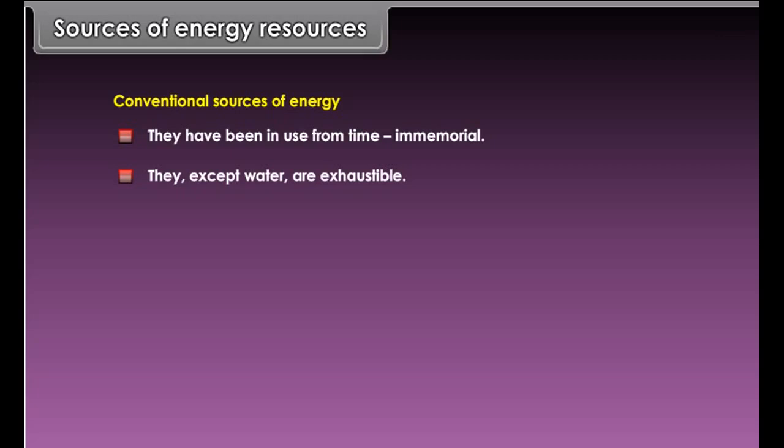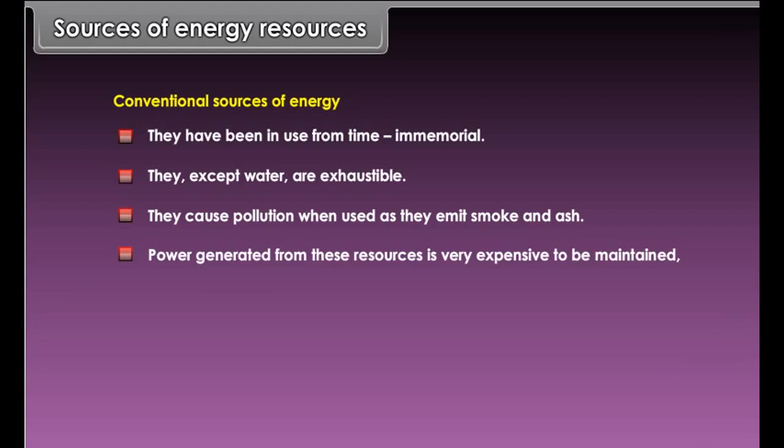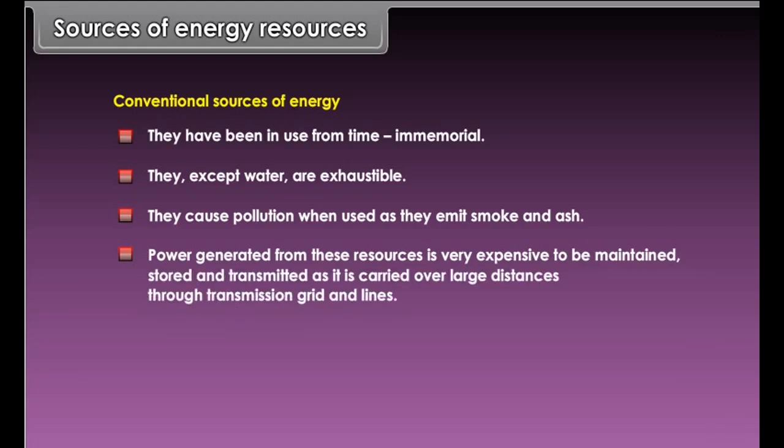Do you know how electricity is transmitted to far off places? Electricity thus produced is transmitted through a network of power lines called a grid to far off places and reaches houses, shops and factories. Sources of energy resources. What is the difference between conventional and non-conventional sources of energy?